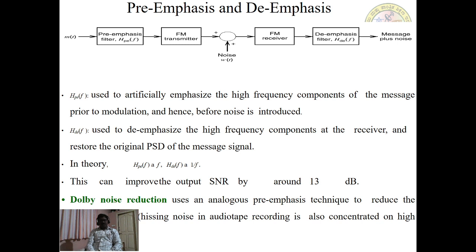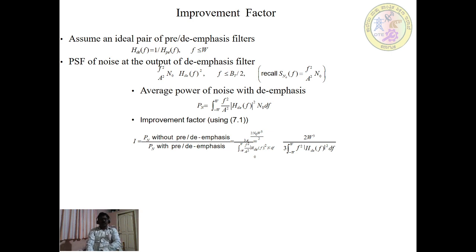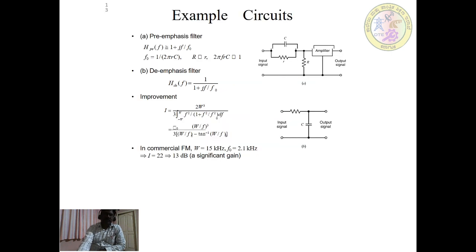Dolby noise reduction uses an analogous pre-emphasis technique to reduce the effects of noise, that is hissing noise in audio tape recording, which is also concentrated at high frequency. The improvement factor, assuming an ideal pair of pre-emphasis and de-emphasis filters, is shown here. The power spectral density of the noise at the output of the de-emphasis filter is shown here. The average power of noise with de-emphasis and the improvement factor is also shown, that is PN without pre-emphasis and PN with pre-emphasis. The example circuits for the pre-emphasis filter and de-emphasis filter are shown here, along with the relevant expressions.